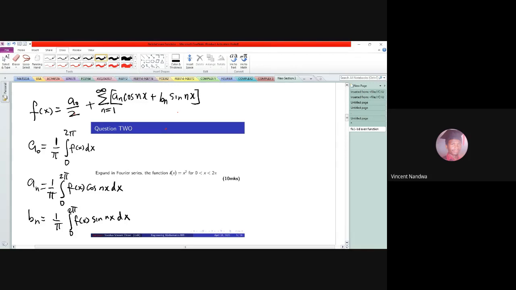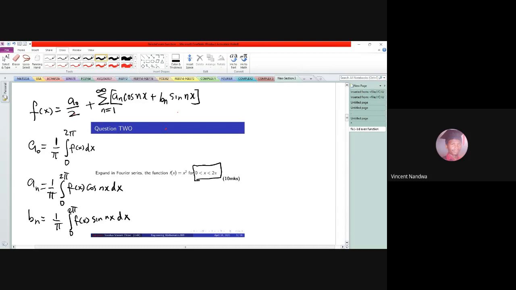So please don't assume that this function is even, because the interval given, 0 to 2 pi, doesn't involve the negative values of x. So don't be tempted to say that this is an even function and then only expand in the cosine series alone. You'll get it wrong. You have to be very careful before you conclude that the function is even. When they specify the limits of x, that is what determines whether you can say that in that given interval the function is even or not.